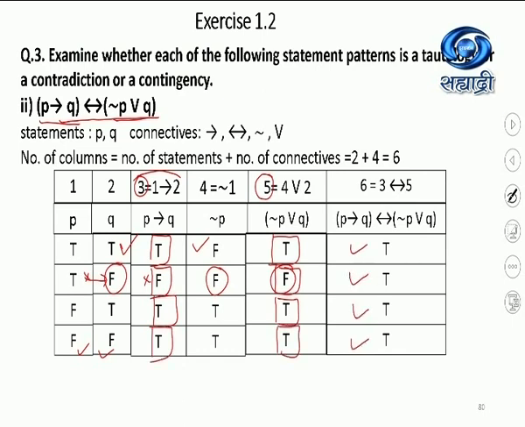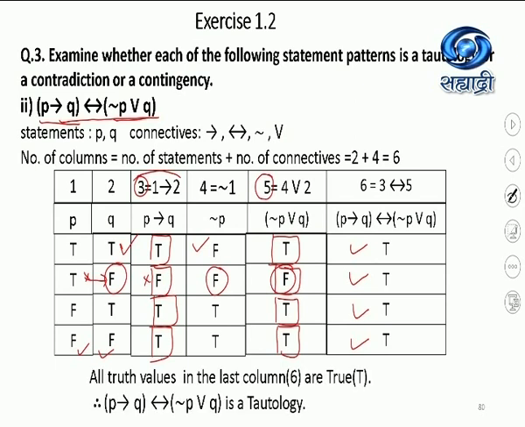What is the conclusion? Entries in the last column, that is number 6, are all true, that is T. The given statement pattern is a tautology. Please understand this. Okay? I'll give you a second or two to understand. Constructing the truth table is the common part. Only now your conclusion for tautology, contradiction or contingency will depend upon the entries in the last column.